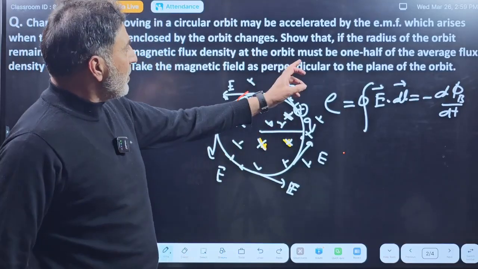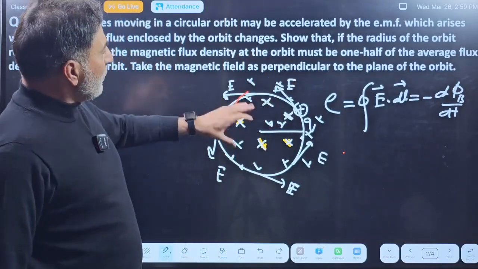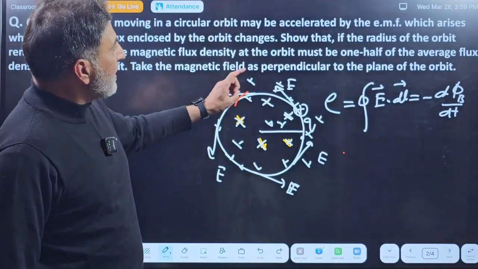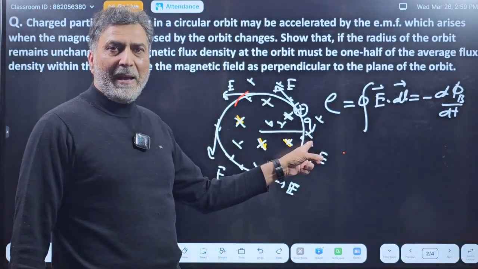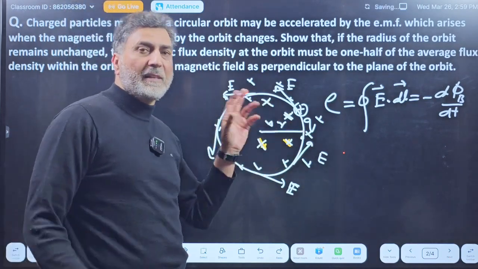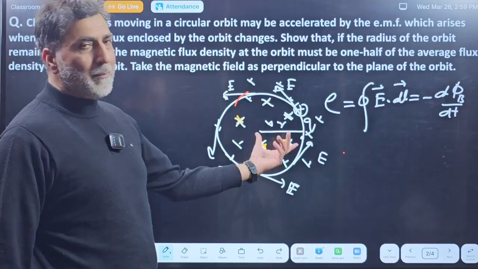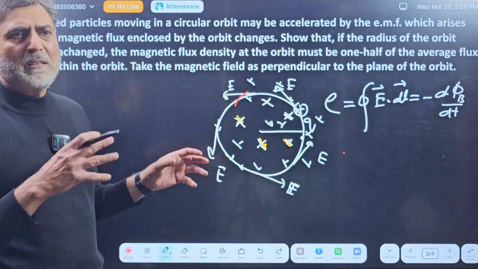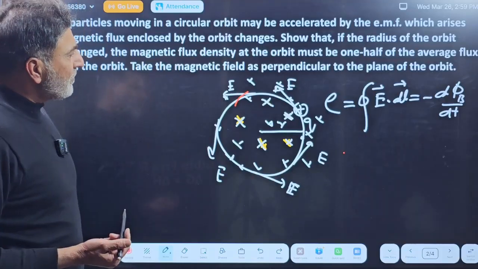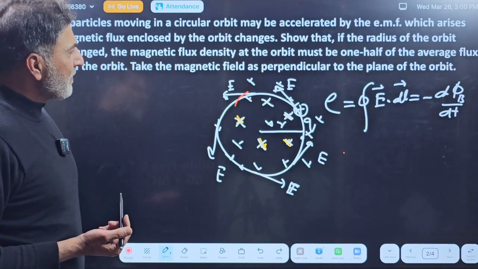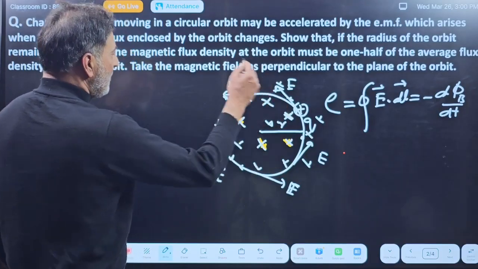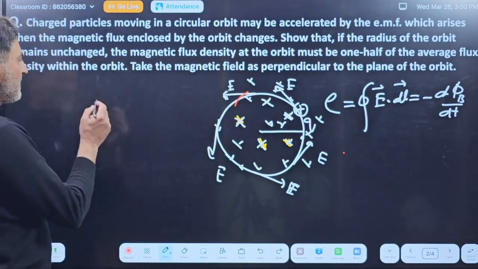That is the question. And the question says we have to prove, in order to keep the orbit constant, हमें prove करना होगा कि magnetic field जो periphery पर है, that should be 1/2 of the average magnetic field inside the circle. That is what we have to prove in order to keep the orbit constant. Okay, but basically this concept is used to accelerate the charged particles. So what should we do? First of all, how can we find the electric field on the periphery? The electric field on the periphery can be found like this.